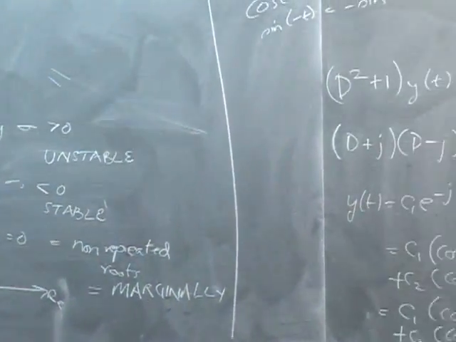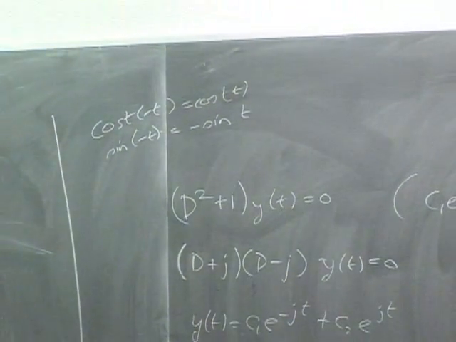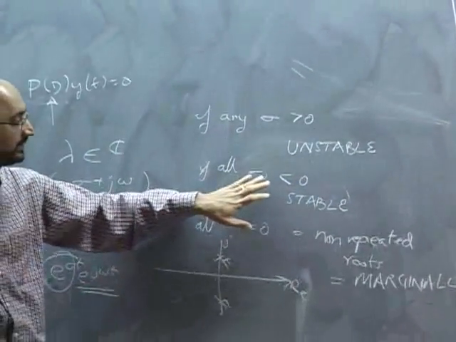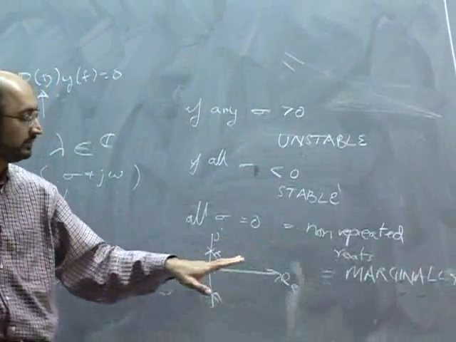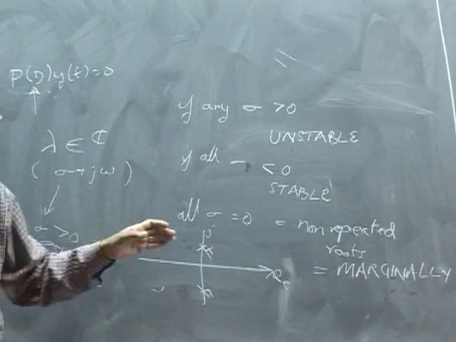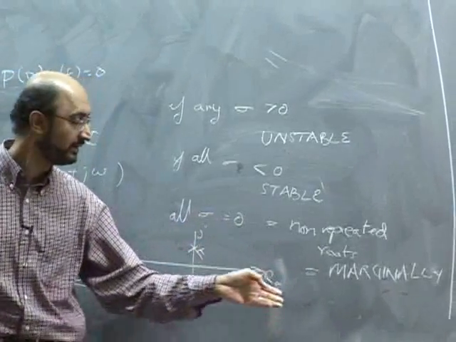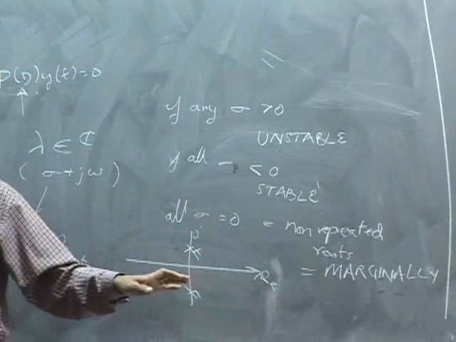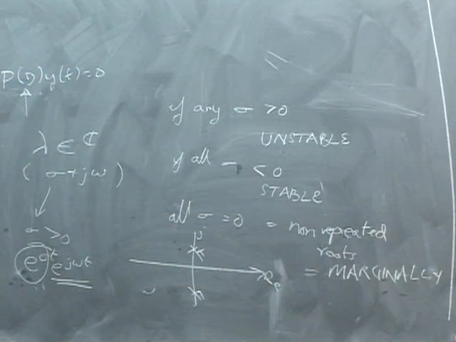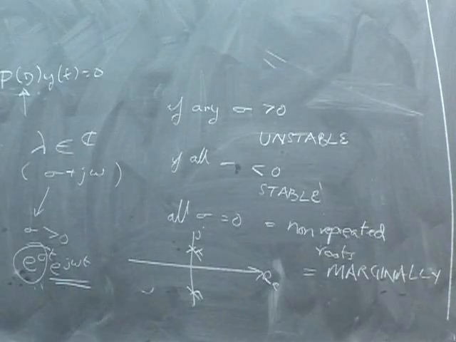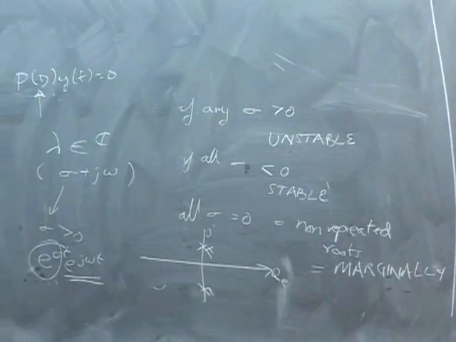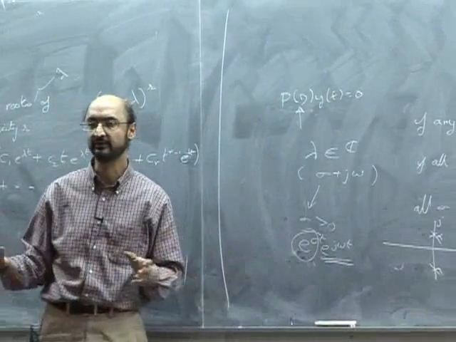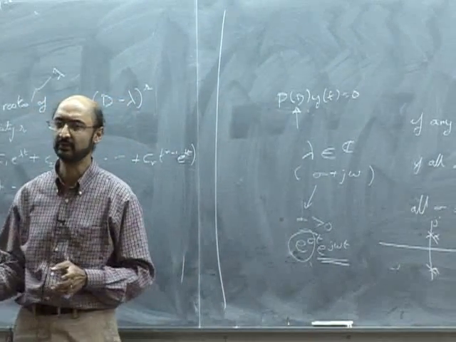So we have four cases. Any sigma greater than 0: unstable. All sigmas less than 0: stable. If all sigmas are 0 and we have non-repeated roots, it's marginally stable. And if all sigmas are 0 and there is any repeated root, then we have unstable again. And so we can just take the system, express it in this form, P(D)y(t) equals 0, compute the roots, and then immediately tell whether the system is stable, unstable or marginally stable just from that.